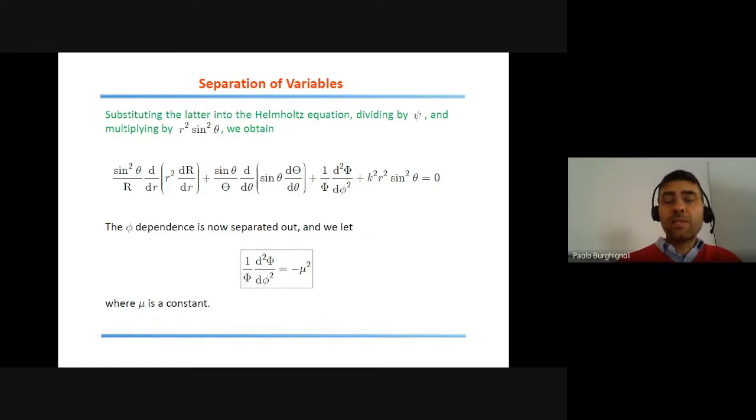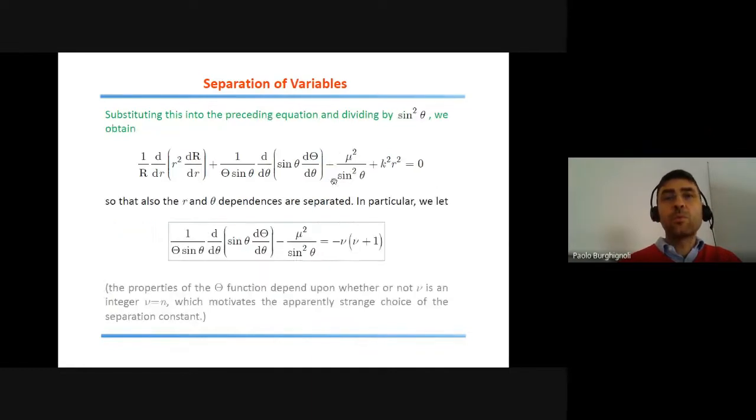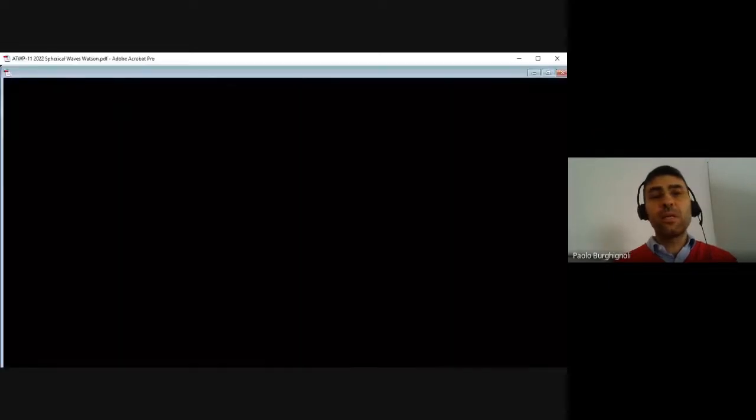Once we have done this, we can replace the third addend in the equation by the constant minus mu squared. If we further divide the entire equation by the square of the sine of theta, we obtain this alternative form, in which you see there is the constant mu squared inside the equation, and in which we have managed to separate the dependencies on the remaining coordinates r and theta.